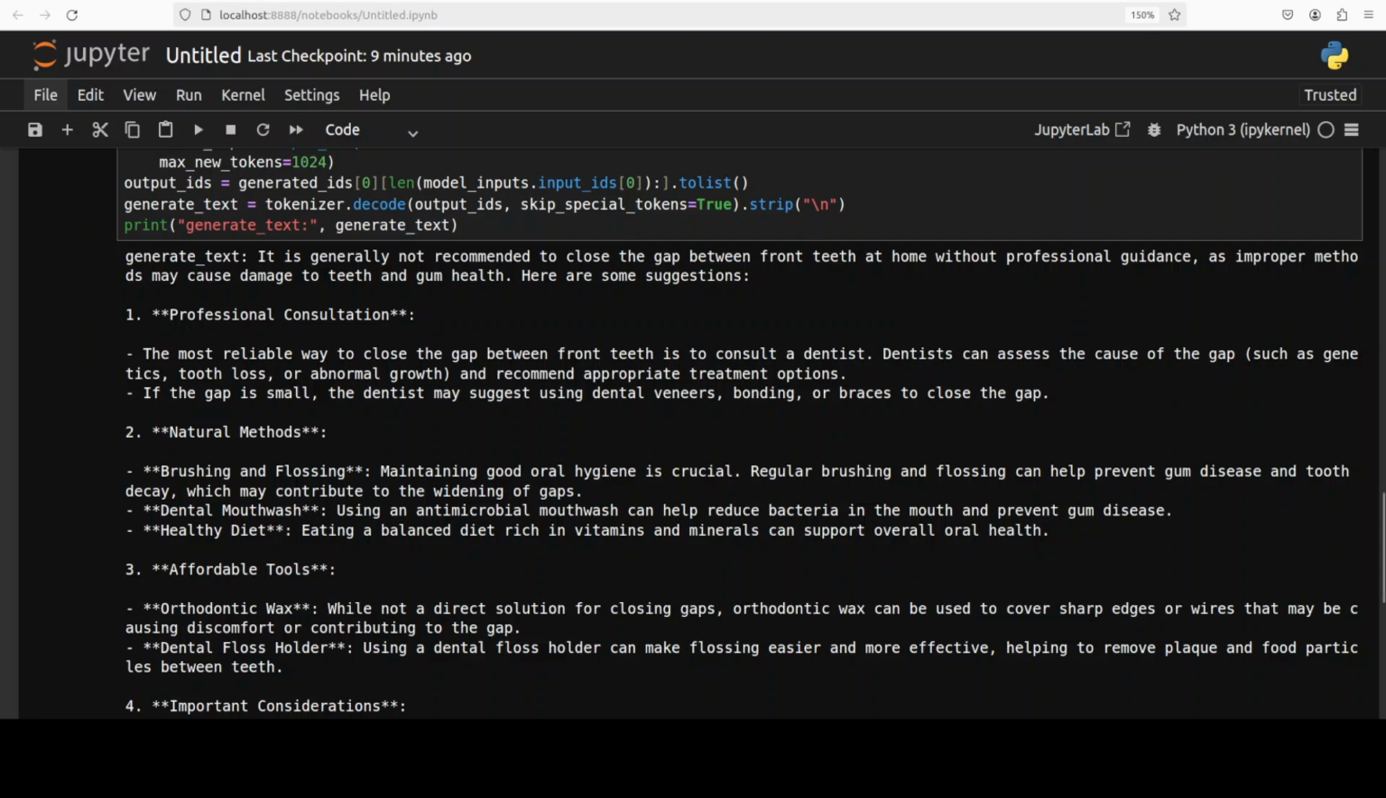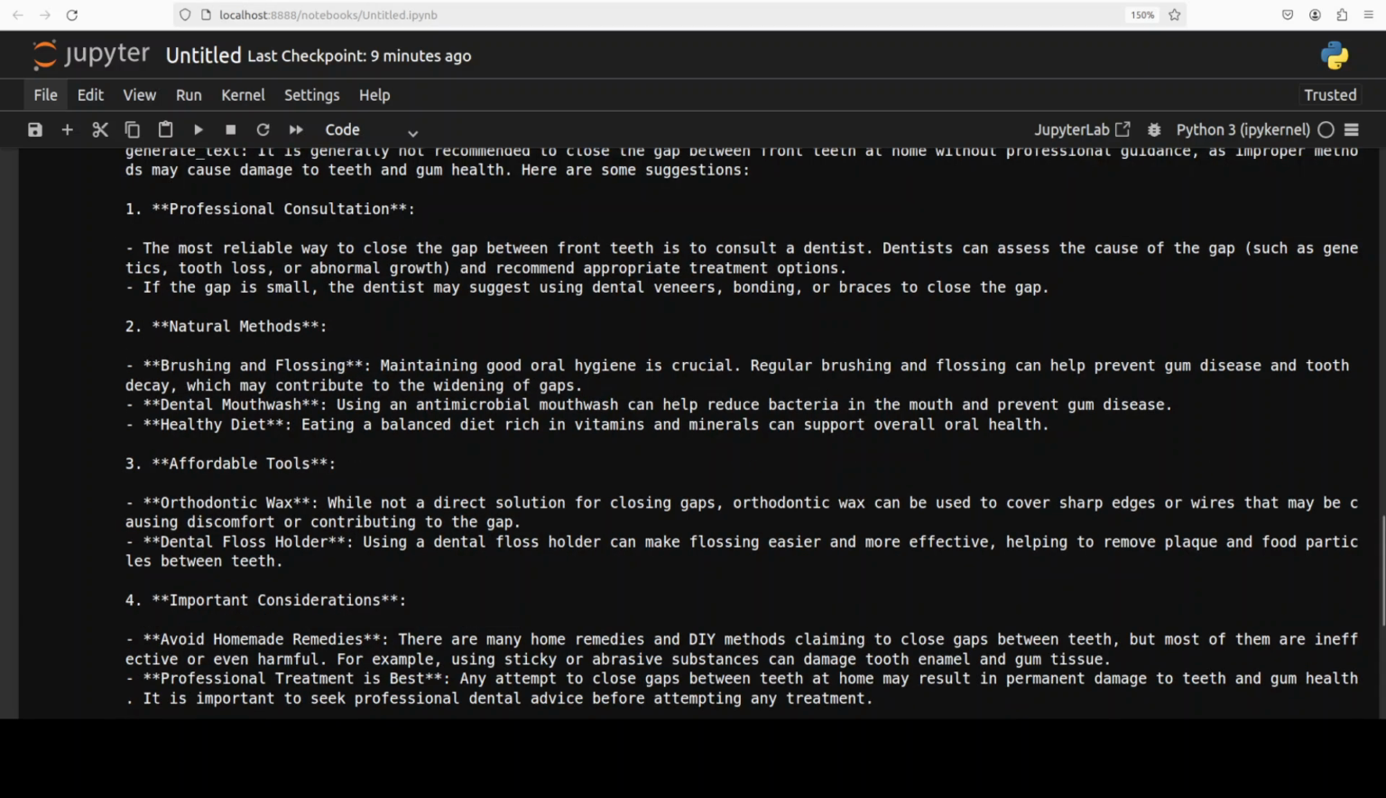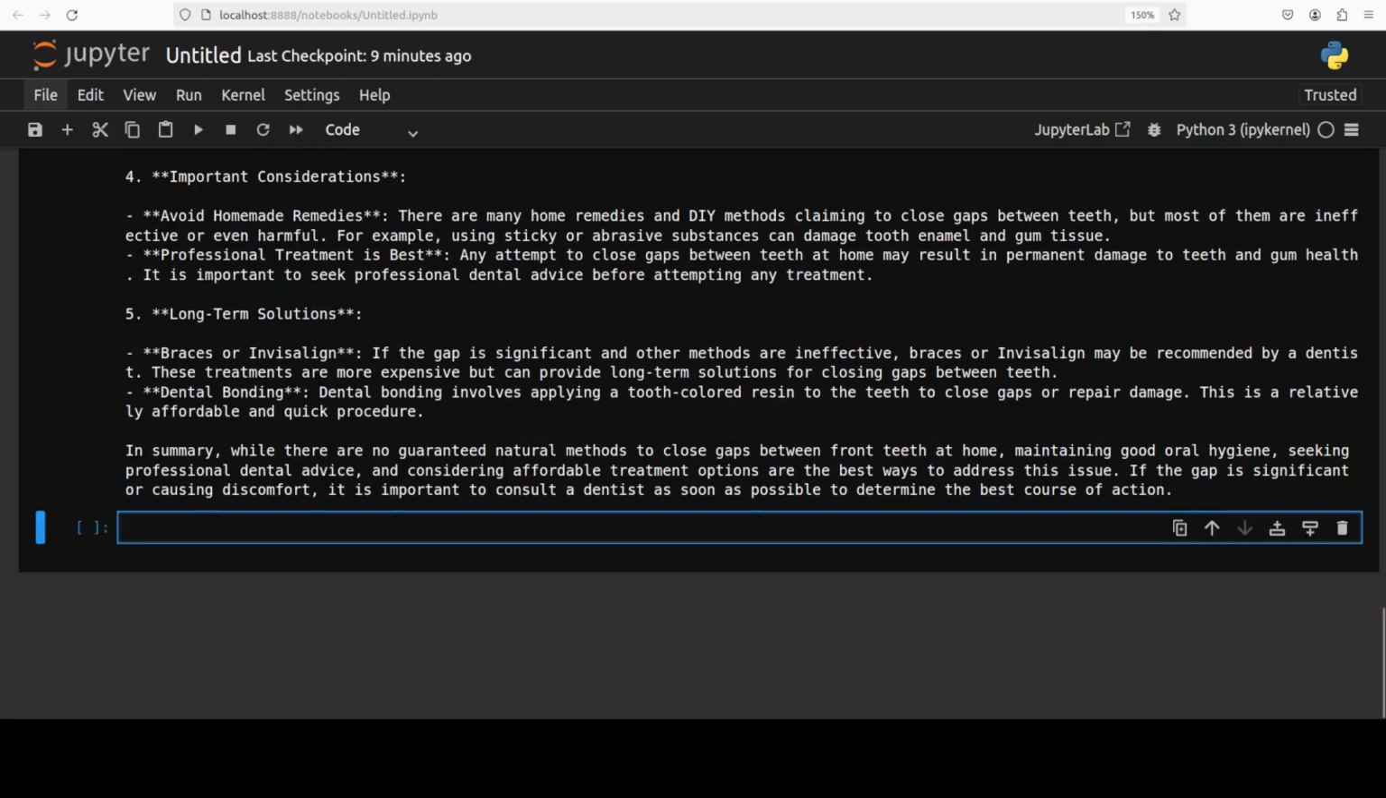You can see that it is warning us, then it is giving us some suggestions like professional consultation, but it is not straight up refusing. I asked the same from Anthropic's Claude, and it straight away refused, saying I should go to the dentist, which is also quite an acceptable answer. But if you look here, it is telling us about all the natural stuff, dental mouthwash, affordable tools, long-term solutions versus short-term ones. Again, it hasn't given you any magic potion or magic recipe. So pretty good, I would say.